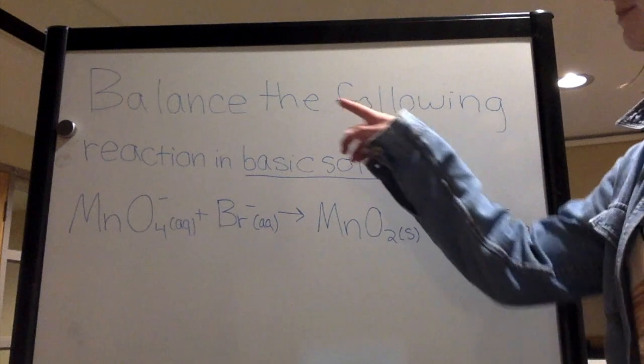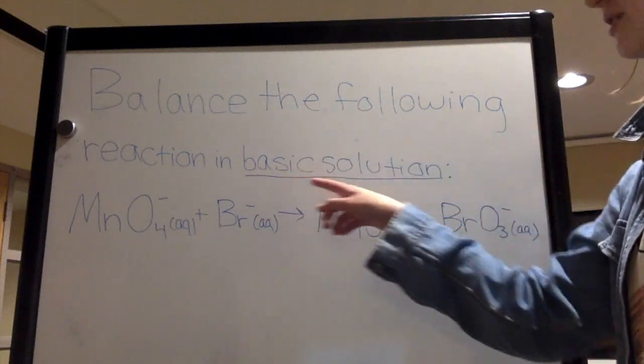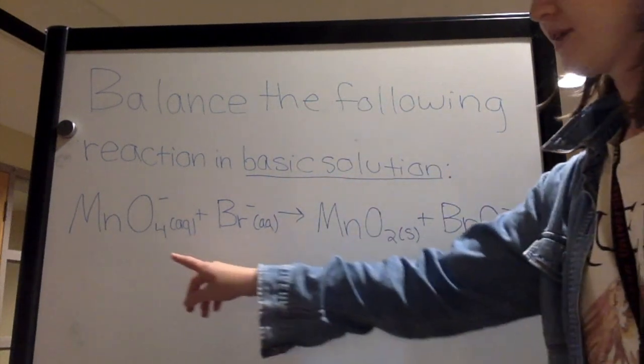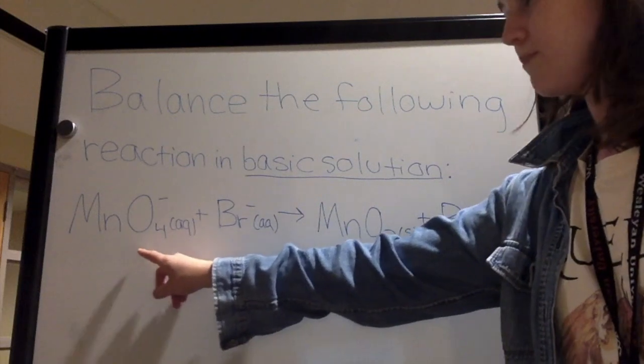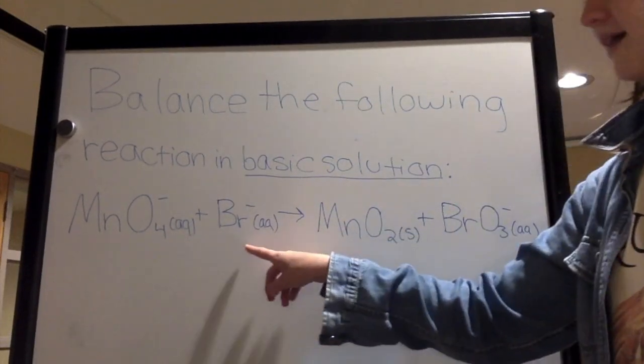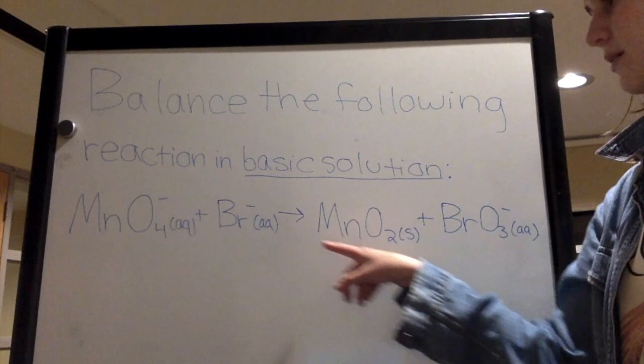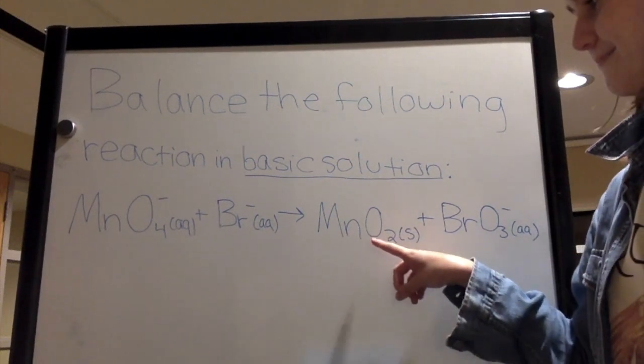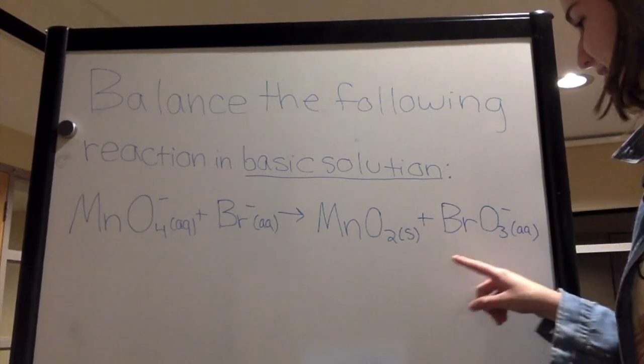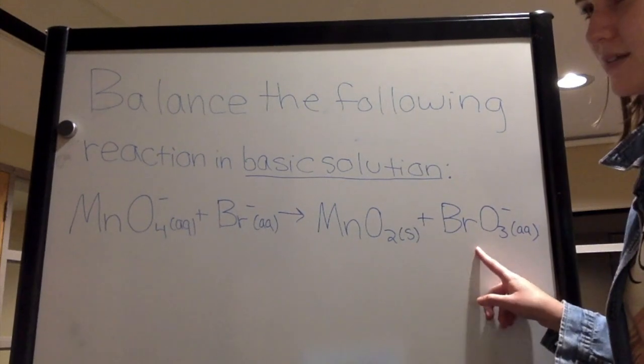Hello, my name is Savannah Ryan, and I'm going to show you how to balance a reaction in basic solution. The problem reads, balance the following reaction in basic solution. And the reaction is permanganate anion reacting with bromine anion to yield manganese dioxide and the bromate anion.